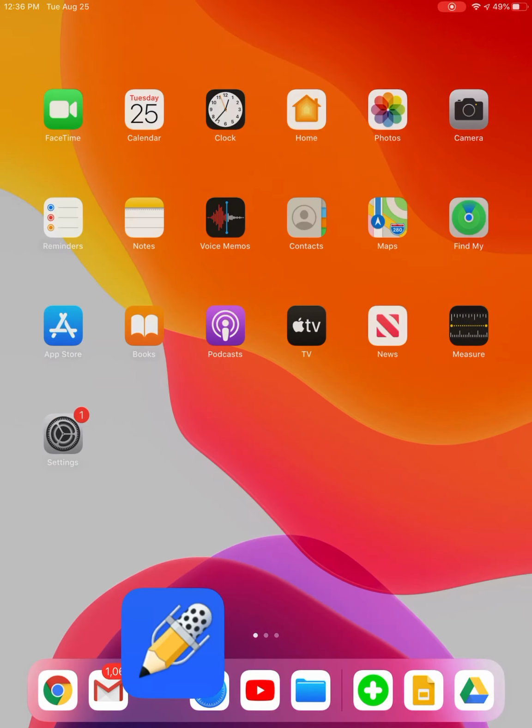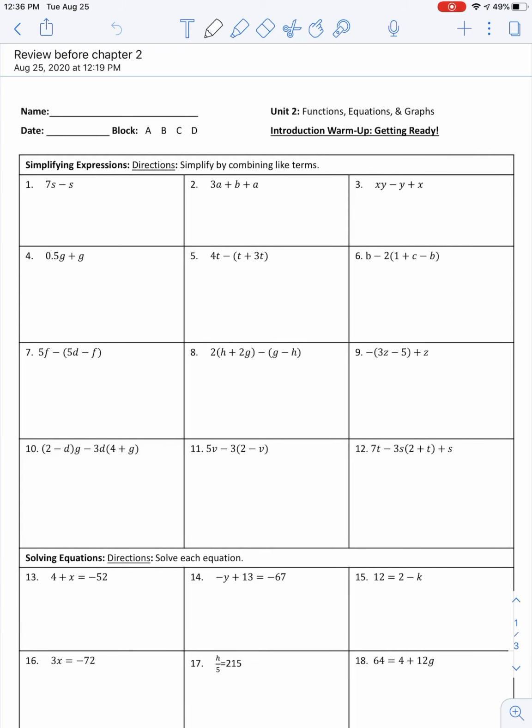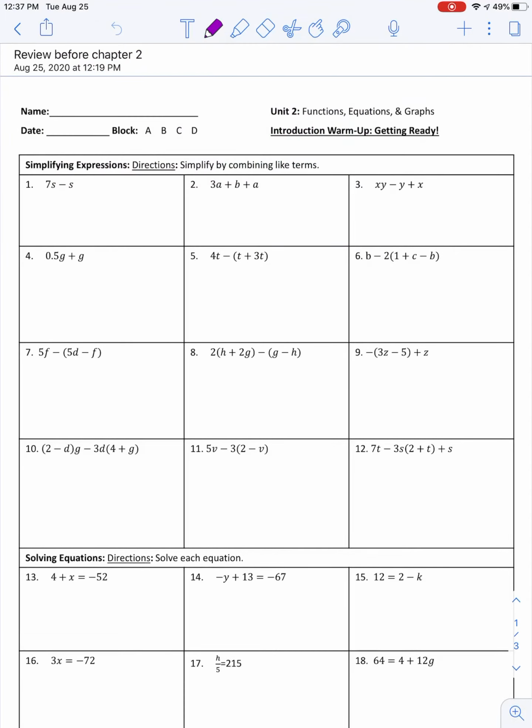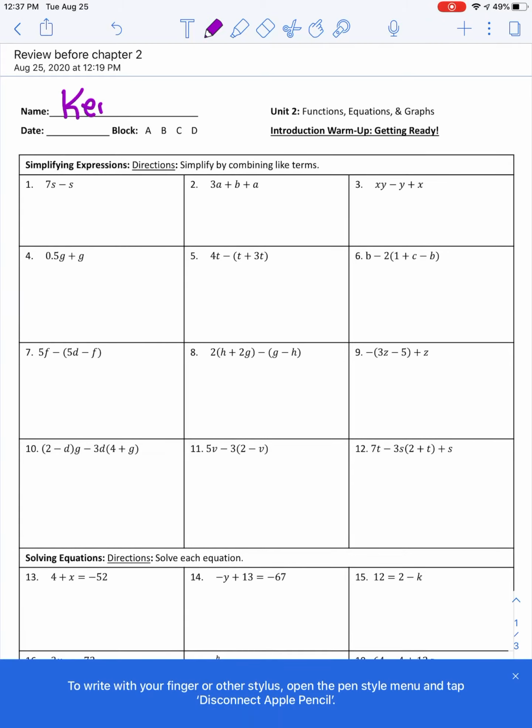So I am going to go through this review before Chapter 2 notes. And this is the first time I'm trying using my new pen and my Notability app. So here we go. We'll choose purple because I feel like I'm in a purple mood. All right. So please fill this in with your name. My name is obviously the answer key. And I'm going to go through and just do particular problems for you and then leave the rest for you to finish up as your homework for your grade for this particular day.